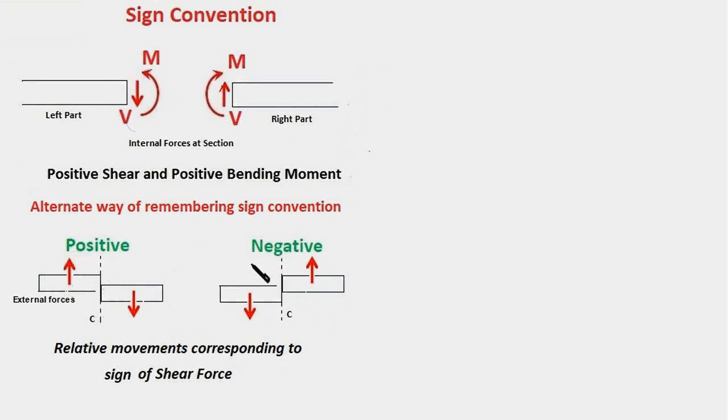And the shear force as shown here in this diagram would be considered negative if the forces on this part, the left part, shear off the left part in this direction relative to the right part as indicated here.